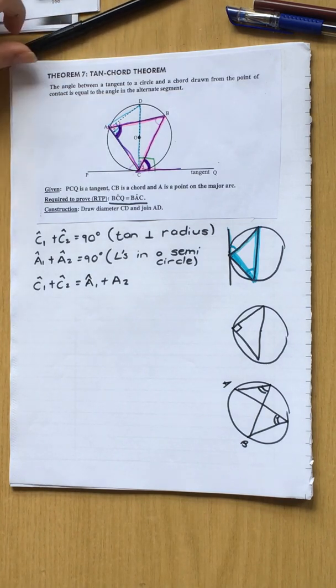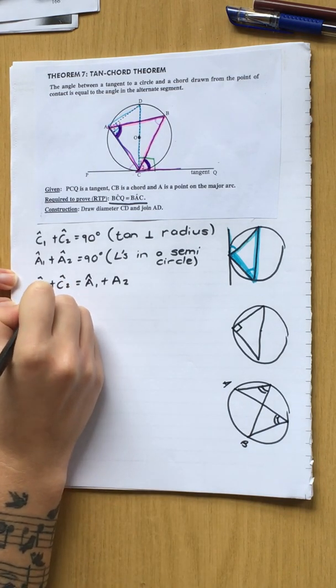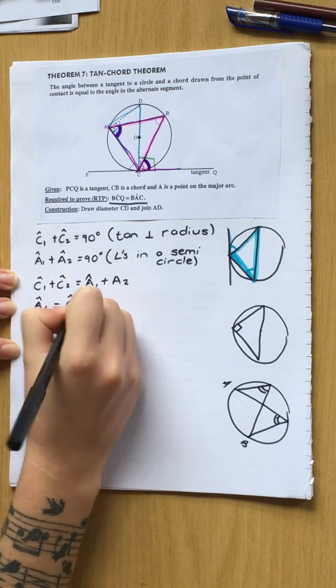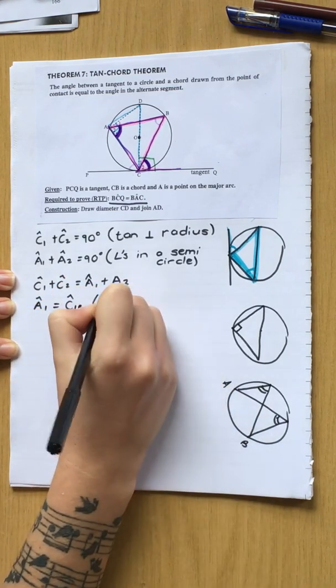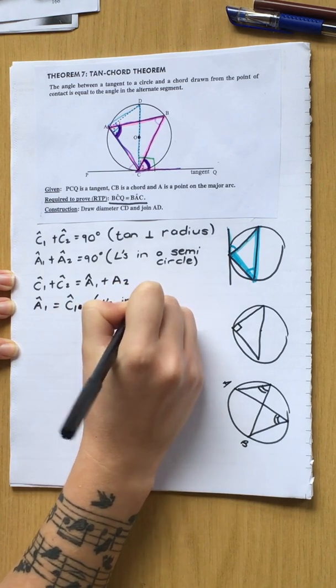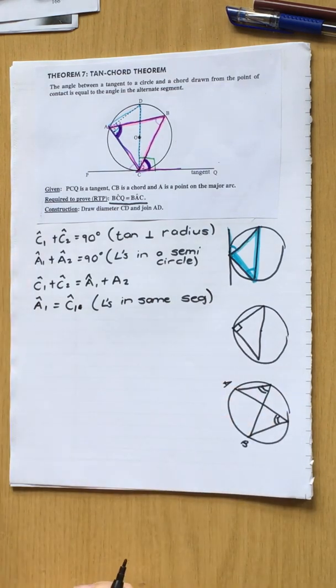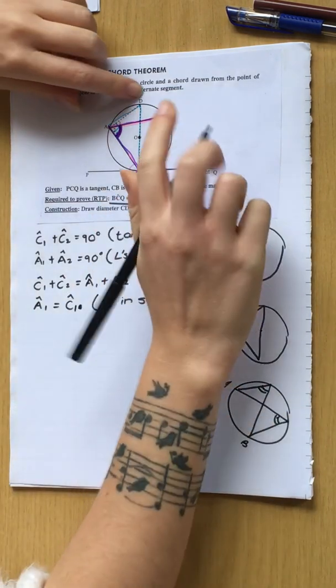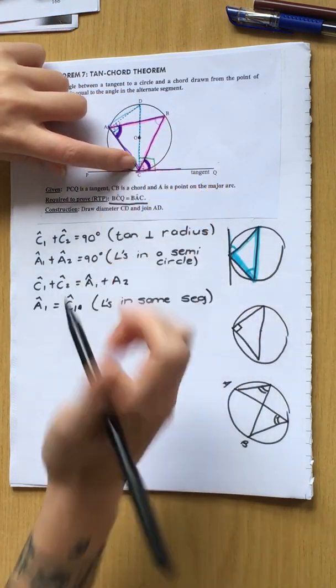So I'm going to go ahead and say that angle A1 is equal to angle C1. So angle A1 is equal to angle C1. And the reason being angles in same segment. Remember, angles in same segment is basically fancy talk for bow ties. So DB subtended A1 and DB subtended C1.